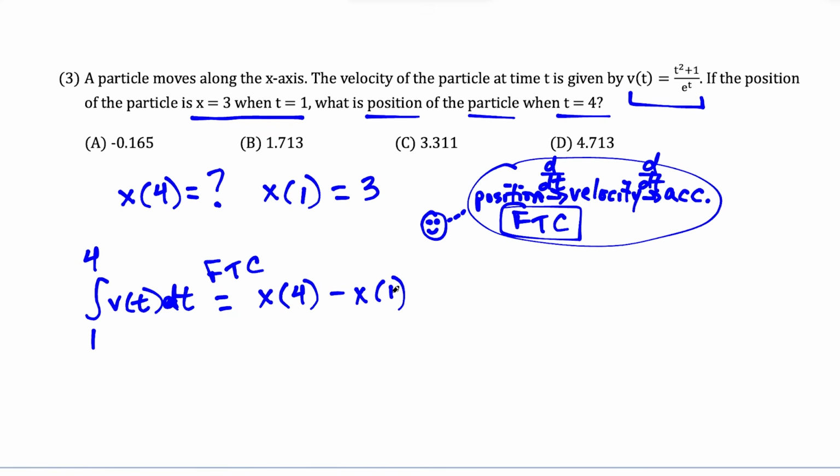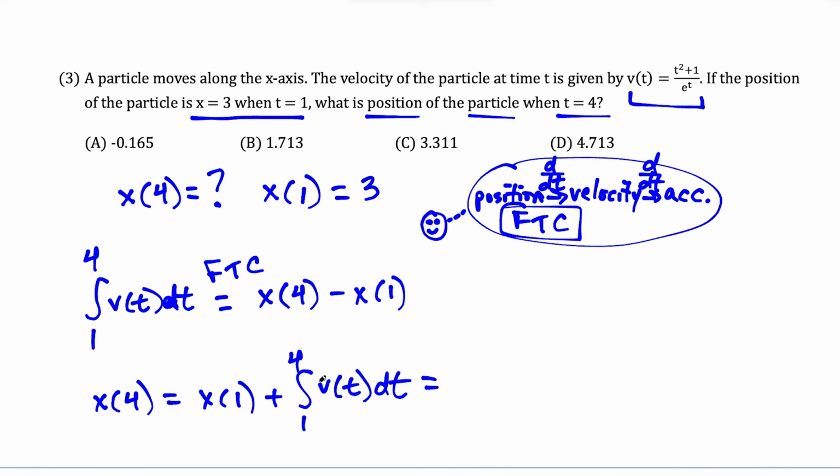So once again, this is the fundamental theorem of calculus, which we cover in Unit 6. Okay, so this is something you should be very comfortable with. If not by this test, make sure that you really practice the fundamental theorem of calculus because it's going to show up on the AP test a lot. So now, once again, our goal is to find x of 4. So I'm just going to do a little algebra here and add x of 1 to the other side. So now I'm just going to say that x of 4 is equal to x of 1 plus the integral from 1 to 4 of v of t dt.